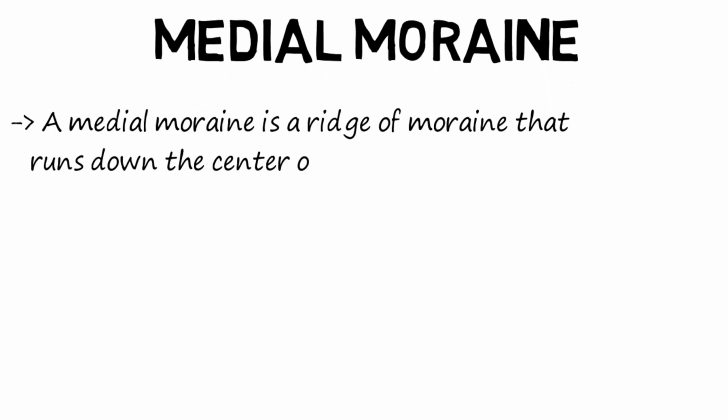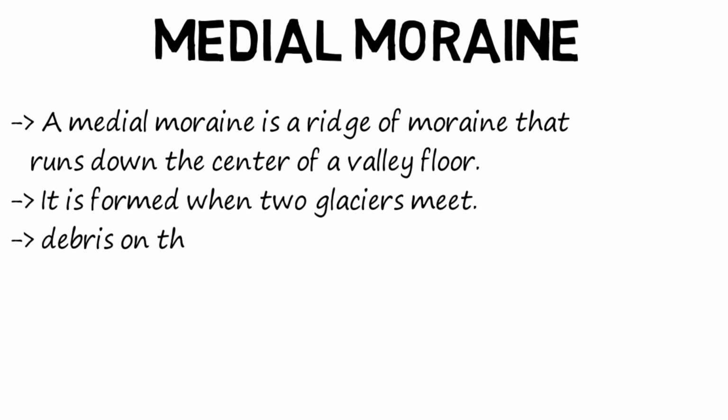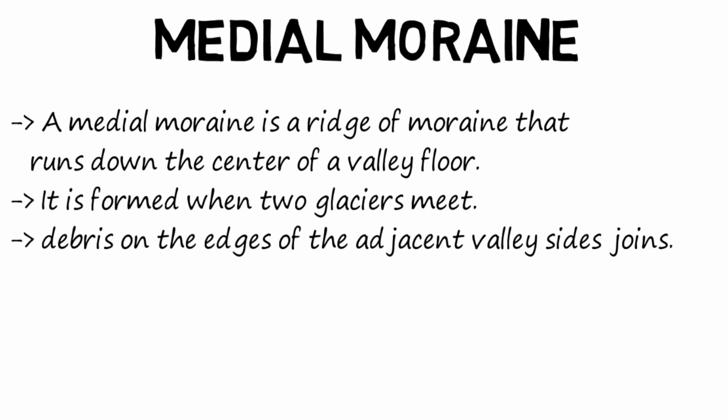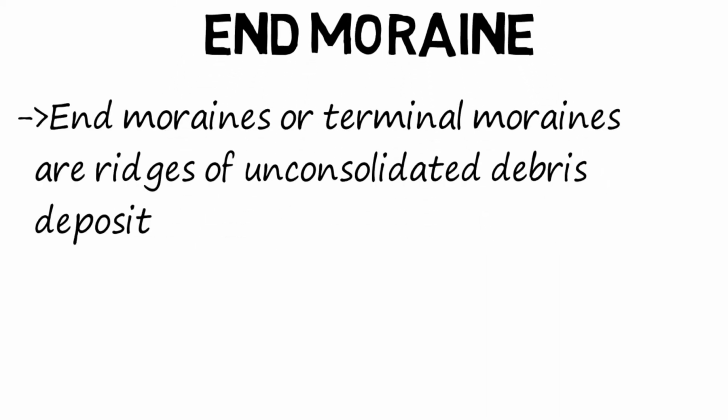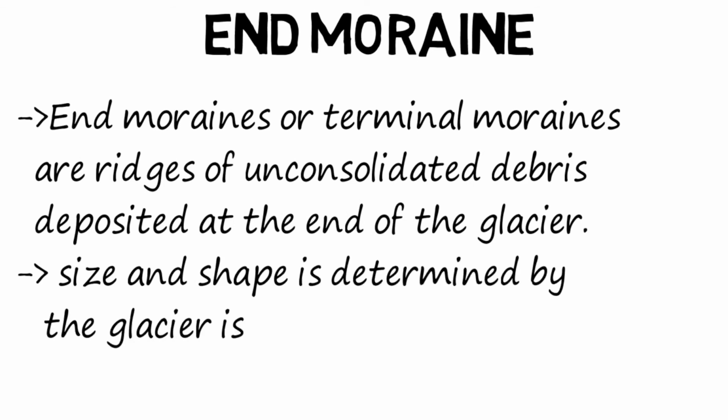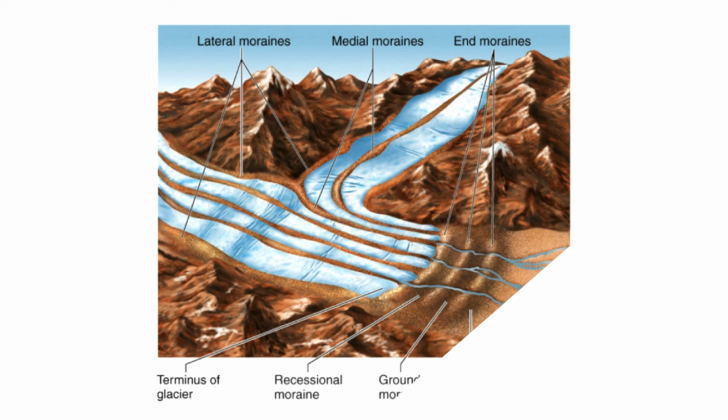Medial moraine. A medial moraine is a ridge of moraine that runs down the center of a valley floor. It is formed when two glaciers meet. Debris on the edges of the adjacent valley sides joins. End moraine. End moraines or terminal moraines are ridges of unconsolidated debris deposited at the end of the glacier. Size and shape is determined by the glacier as advancing or receding.